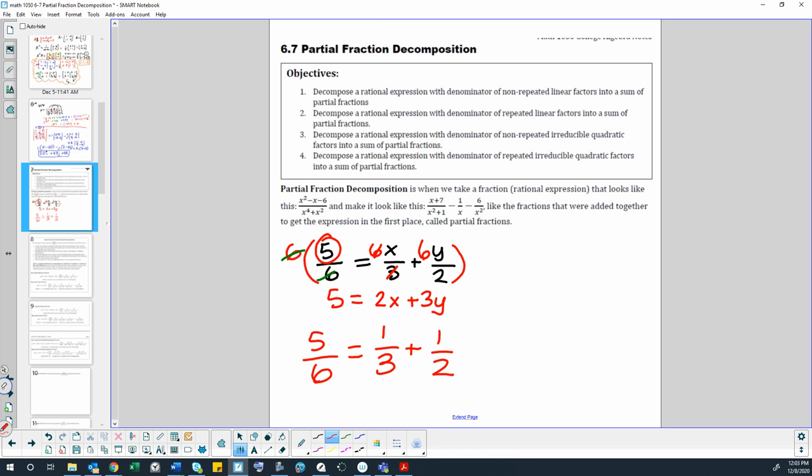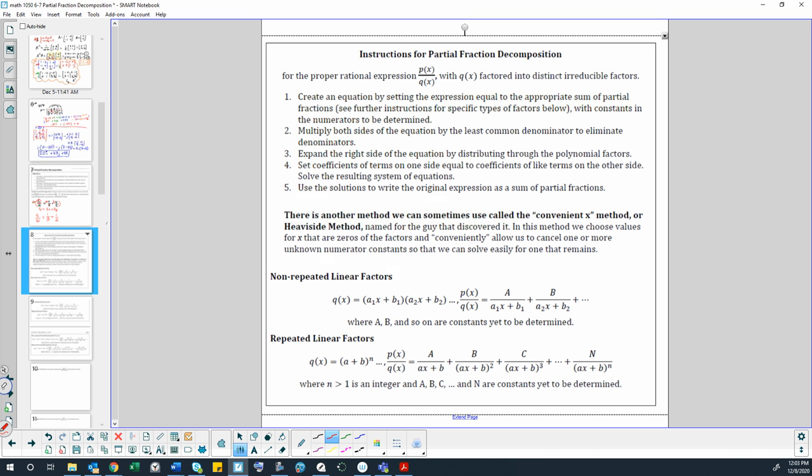Okay. All right. So we have all these rules based on what types of factors we have. We need to always make sure we factor. For the proper rational expression with Q factored into distinct, irreducible factors, that's always your first step. If the problem is given to you in factored form, you're good. If it's not, you have to factor the denominator, not the numerator, just the denominator. And you're going to break up your fraction based on the factors in the denominator.